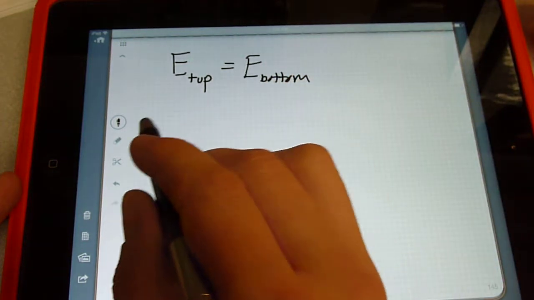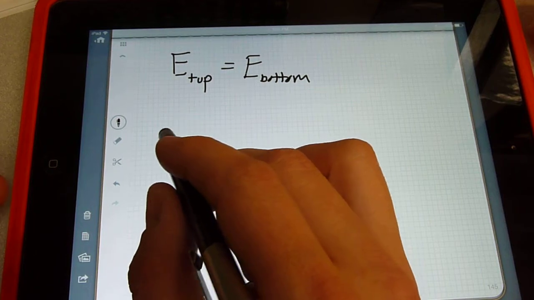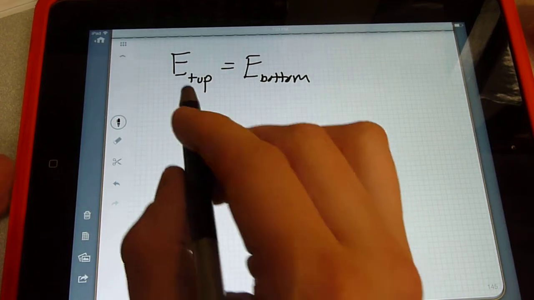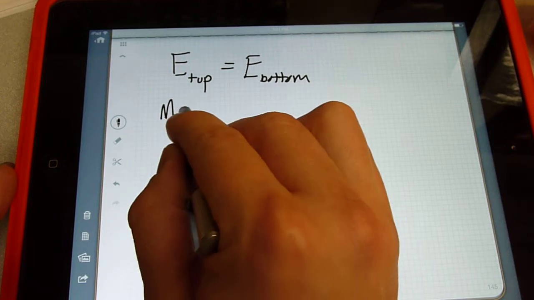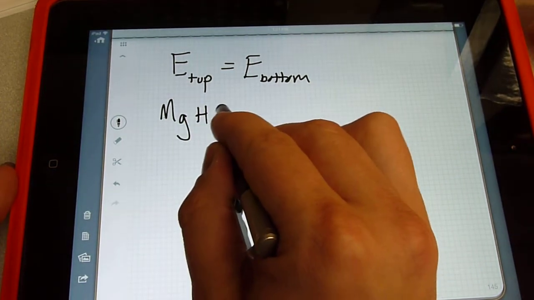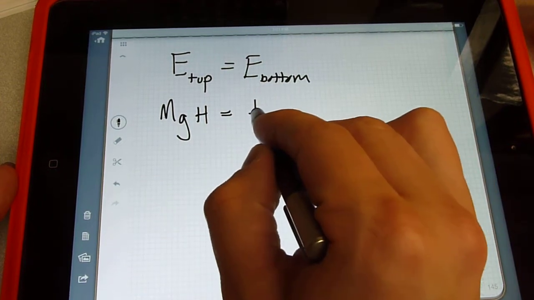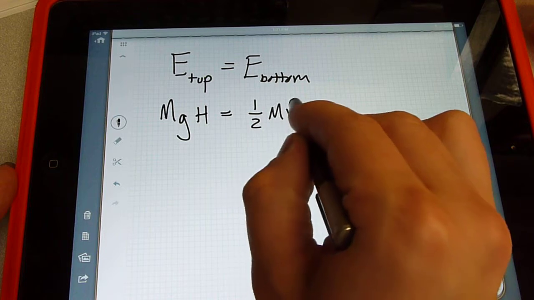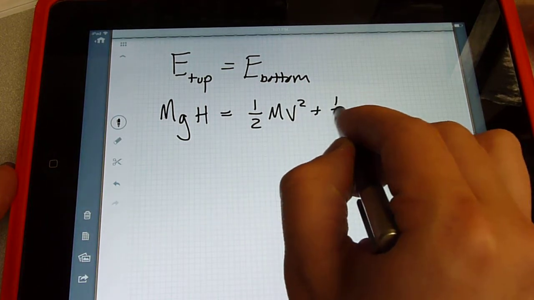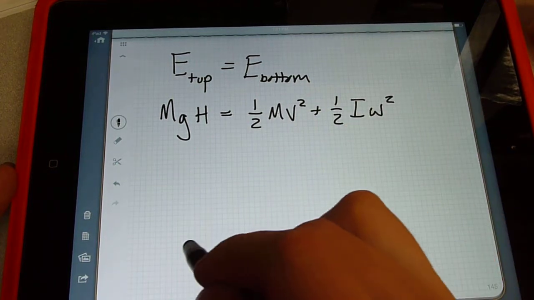At the top, I know that I have 0 kinetic energy, both translational and rotational, but I do have gravitational potential energy. So I have the mass of my object times g times h, the height of my center of mass at the top. And then at the bottom, I'm going to have two kinds of kinetic energy, 1/2 mv squared plus 1/2 I omega squared, plus 0 for my gravitational potential energy.